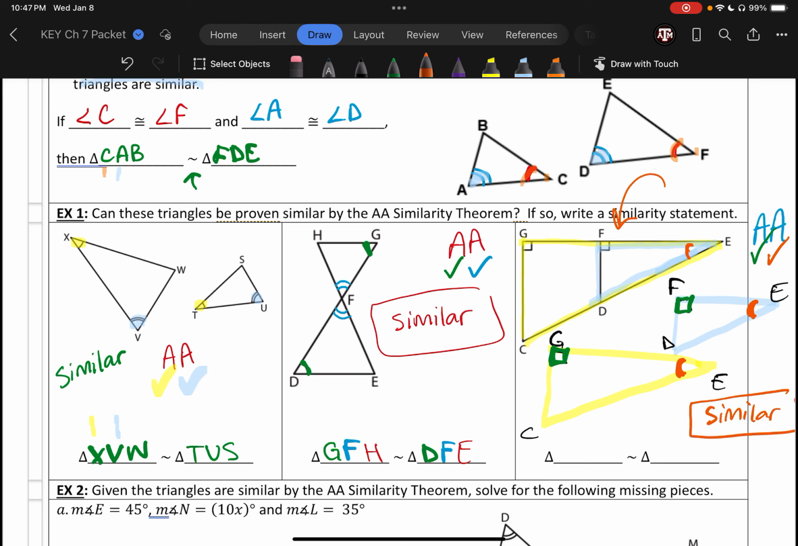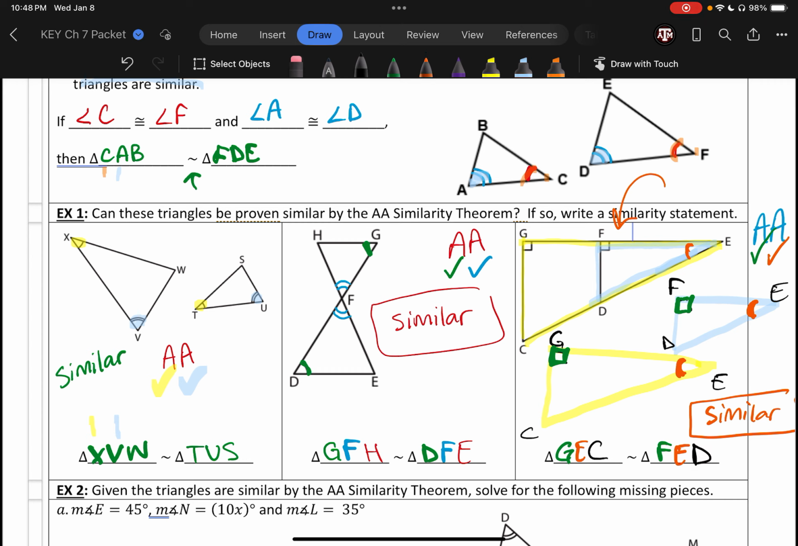All we have to do now is write this similarity statement. So I'm going to start here just using the same colors that I started with. Green is what I did first. So I'm going to do the yellow triangle to start. Triangle G, then my orange angle E, and then my last angle C. So triangle GEC would be similar to, in the blue triangle, this would be triangle FED.